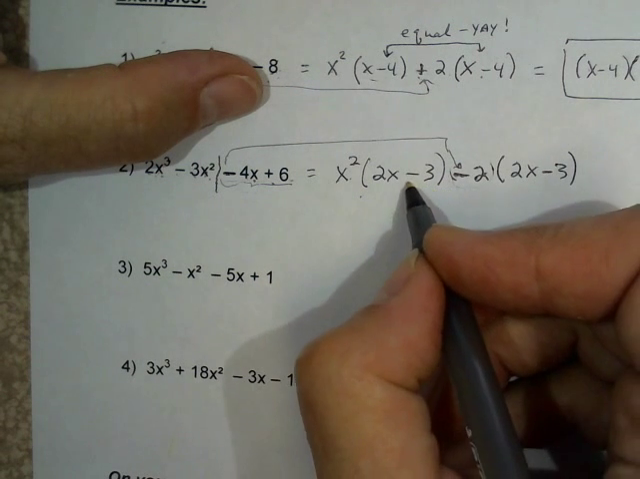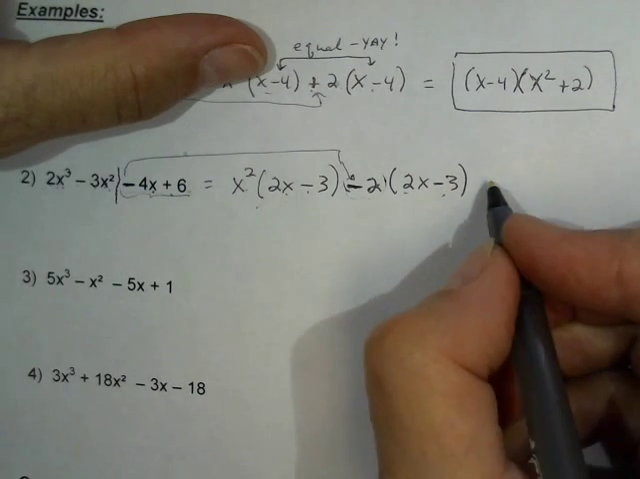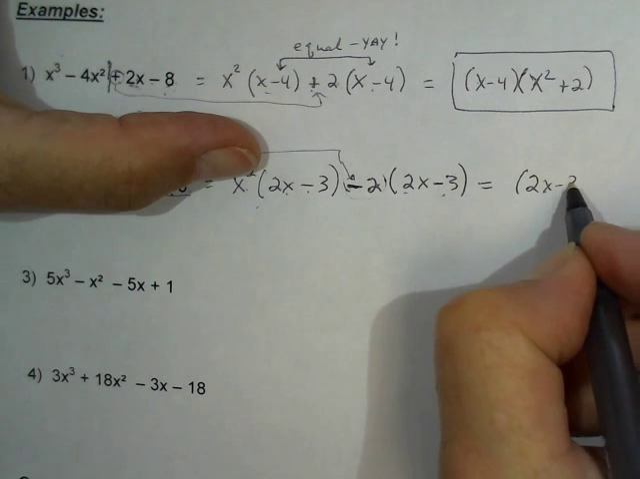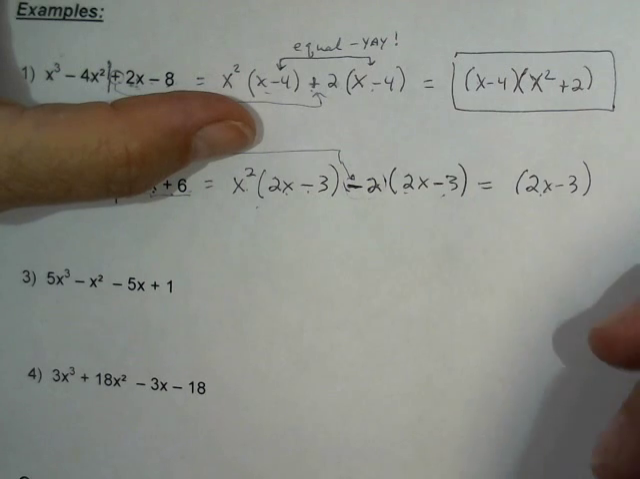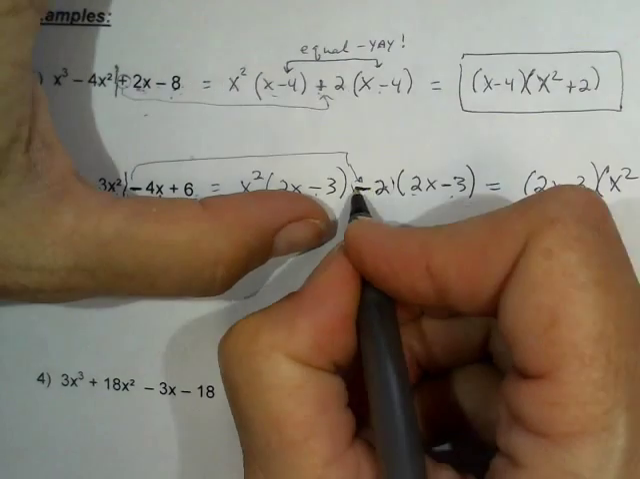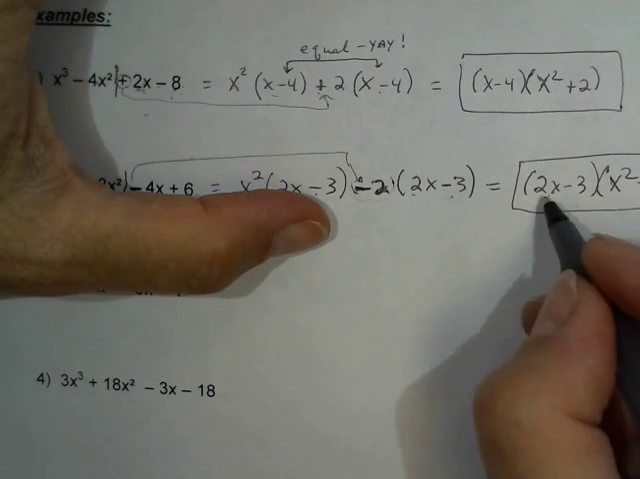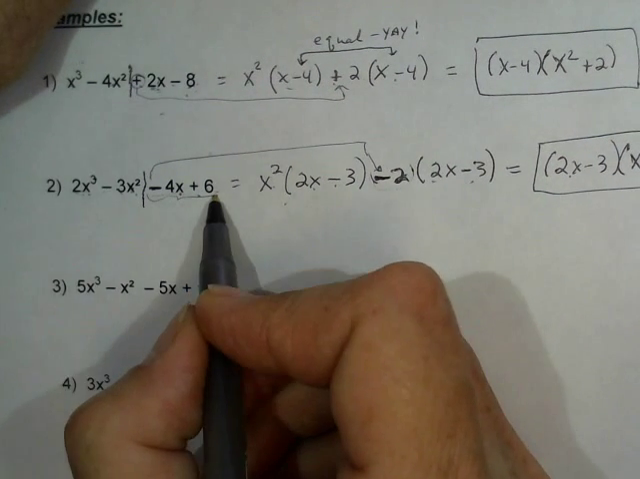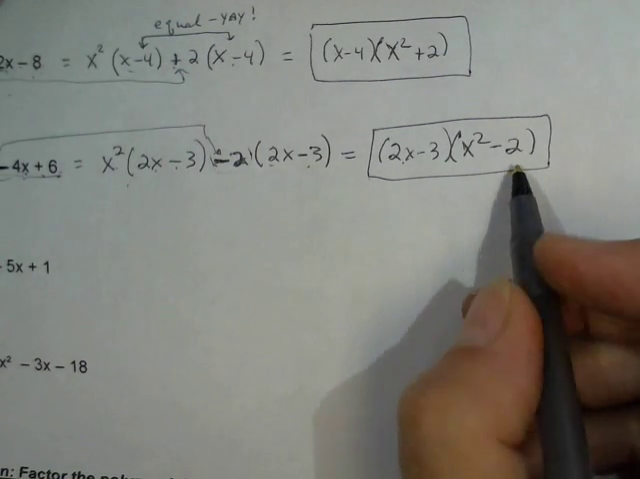And so now we can see that this 2x minus 3 matches up with this 2x minus 3. We say, yay, that means we can factor by grouping. So you're going to write the 2x minus 3 only one time in the front because it's the GCF of this term and this term. And what you're left with is this x squared here and this minus 2 here. And that's the end of that problem. If you wanted to check to see if you're right, you can FOIL this back, and you should get this original problem. So there's your final answer for the second example.